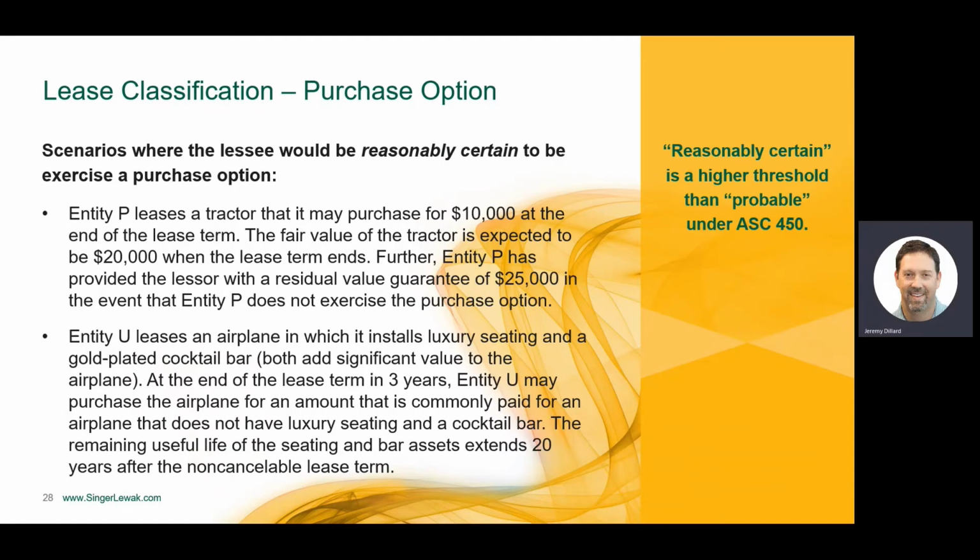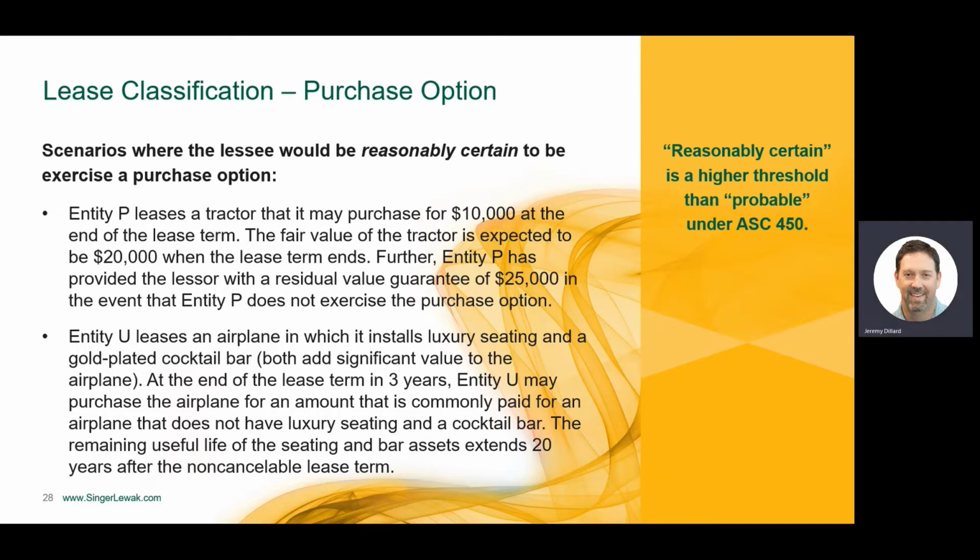As you may recall, when I previously discussed the new criteria for a purchase option, I mentioned that we'd cover the, quote, reasonably certain term. You need to bear in mind that reasonably certain is a higher threshold than probable under ASC Topic 450 contingencies. If probable was about 75% to 80% likelihood of occurrence, then reasonably certain is closer to 95% to 99%. The way to view it is that the alternative is so costly that the lessee would exercise the purchase option to avoid these costs. Here's a couple scenarios to illustrate the concept.